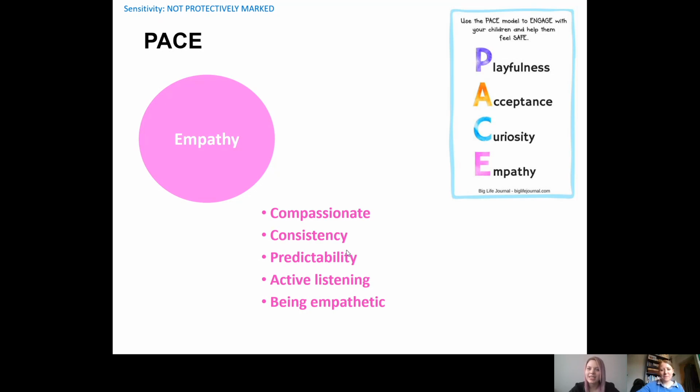So the last bit of PACE is empathy. This is allowing the child to feel compassion from the adults around them, and showing them that what they think and feel is important to you, as we spoke about earlier, and that you're going to be there for them with consistency and predictability, no matter how they're thinking, feeling or behaving, and allowing them through that to build a trusting, safe, secure relationship with you as an adult.